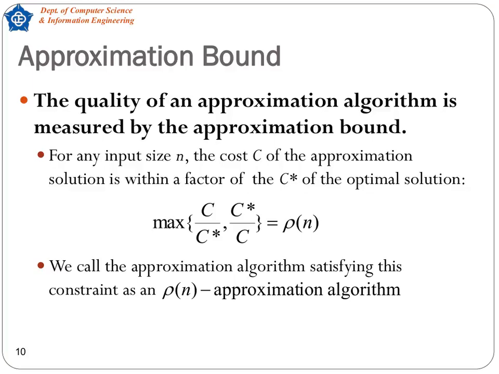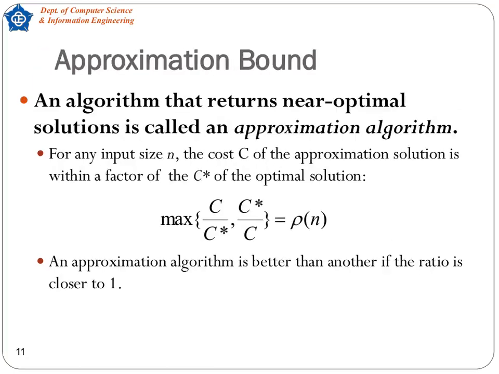An algorithm whose output always satisfies max(C/C*, C*/C) is less than or equal to rho(n) is known as a rho(n) approximation algorithm.